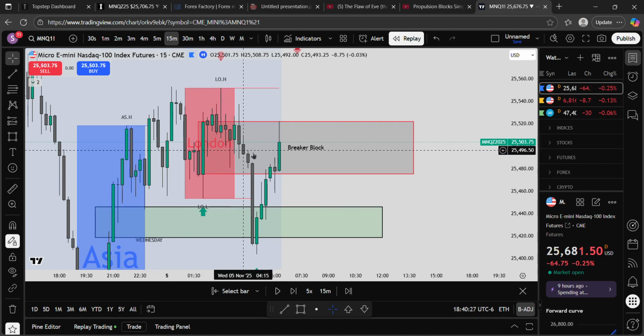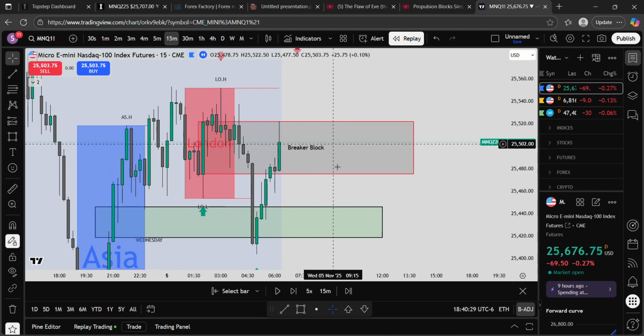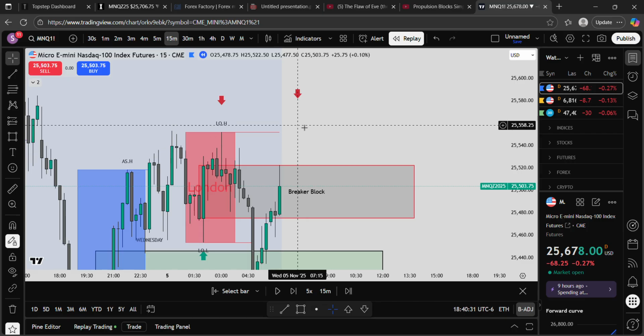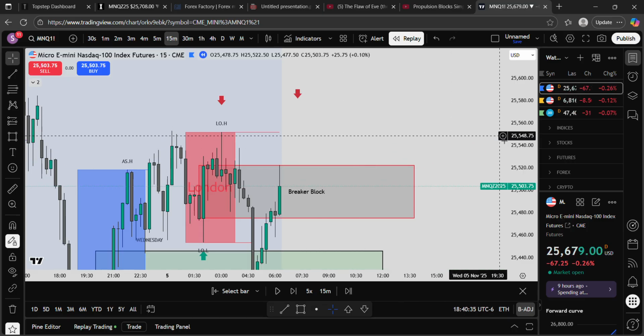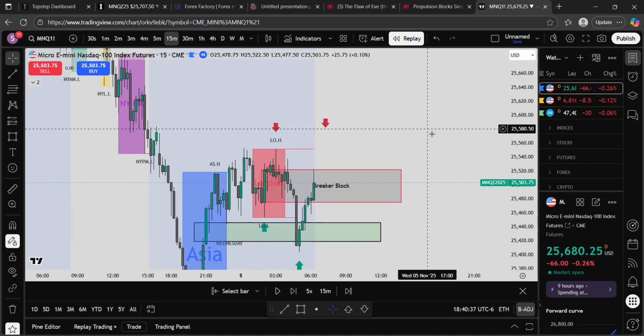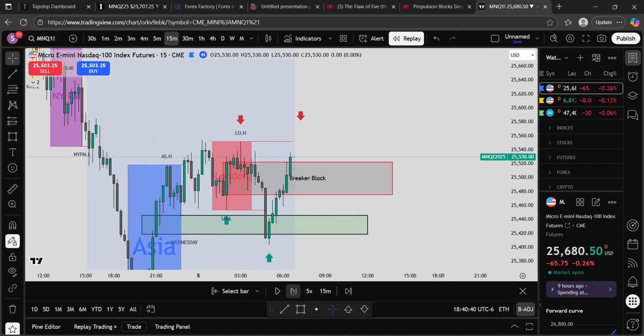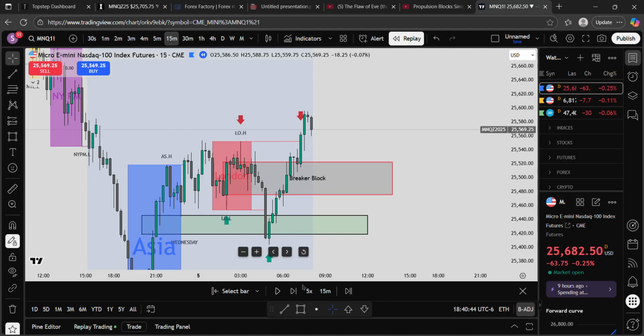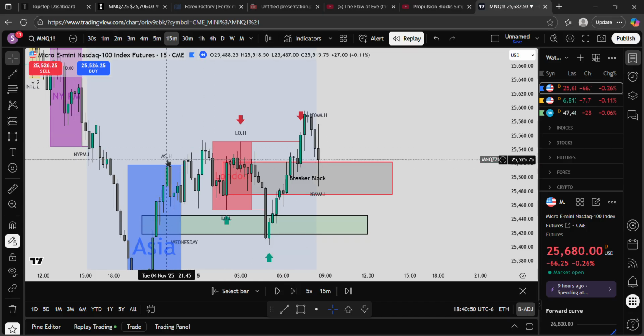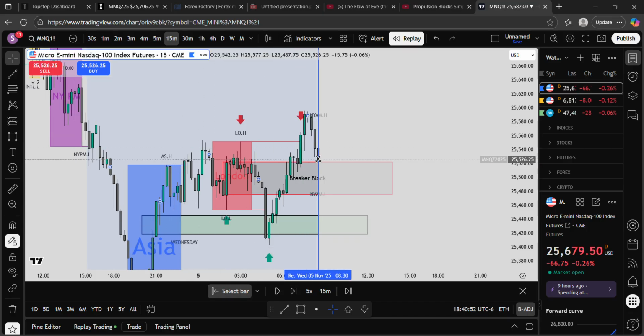you have the overall range of where the breaker would be. So when it does tap back into it, you'll also be using a fair value gap to help you with this breaker as support. So I wouldn't really worry about that too much. All right, now go ahead and play forward. There we get a close above. And then you want to see a retrace back into the fair value gap, which I don't think, yeah, we did not retrace into it.